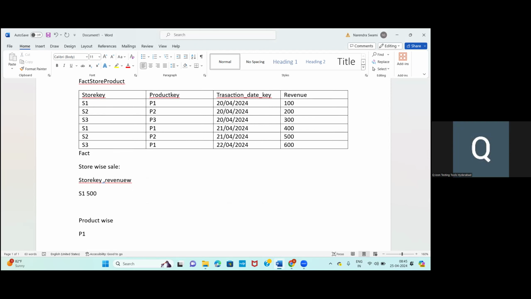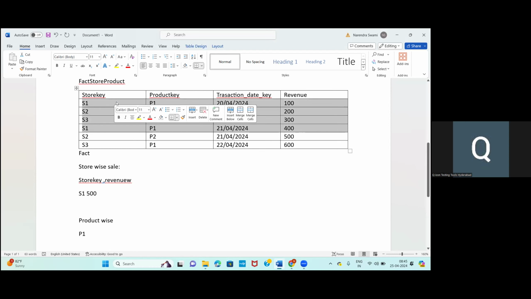Suppose we take DMart. They want to calculate the store-wise sale on a particular day. They want to calculate store-wise sale of a particular product on a particular day. So they are using all the columns of this table to sum up and derive something. That is all additive fact.